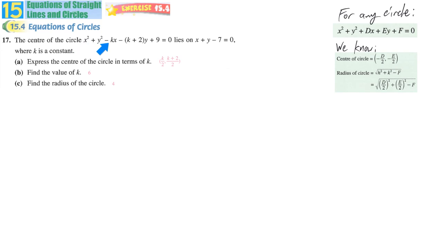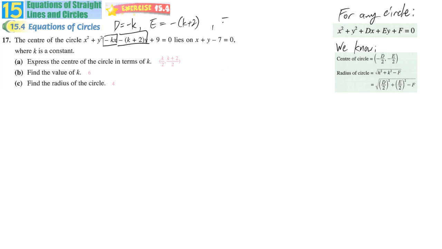In this question, they give us the equation of a circle, but the coefficients are not exact values, but in terms of k. But anyway, this is still effective, so we simply write down D here, referring to the x coefficient. So we are talking about negative k. E, that means how many y here? We have negative bracket k plus 2 times y. So E is the coefficient of y, then we just directly write down the whole number.